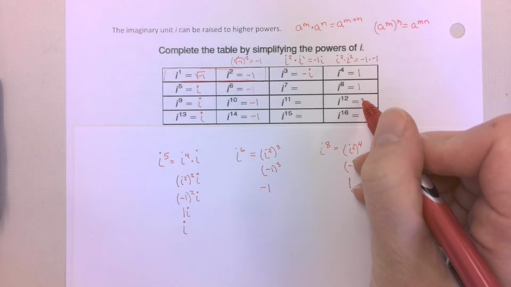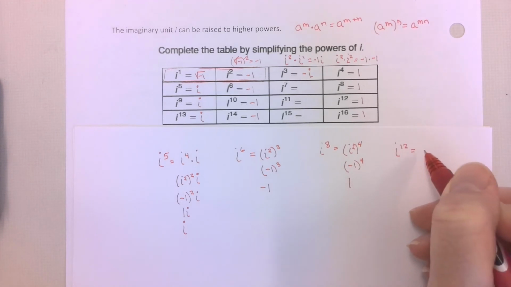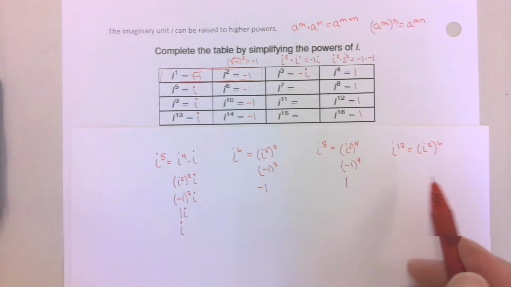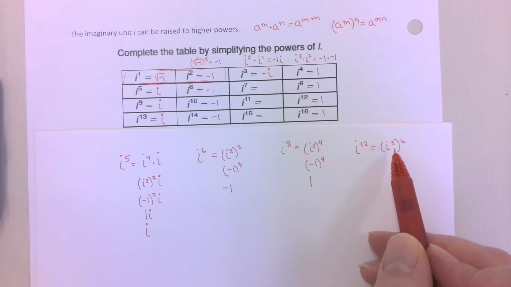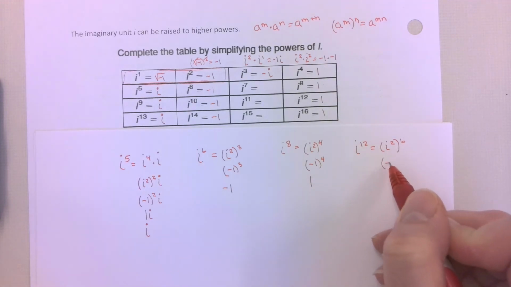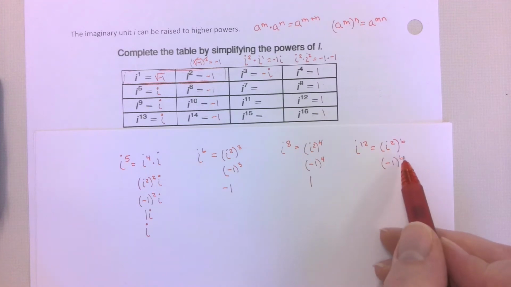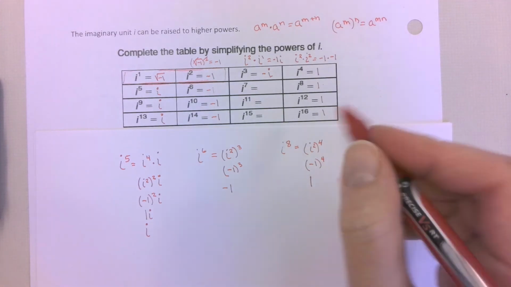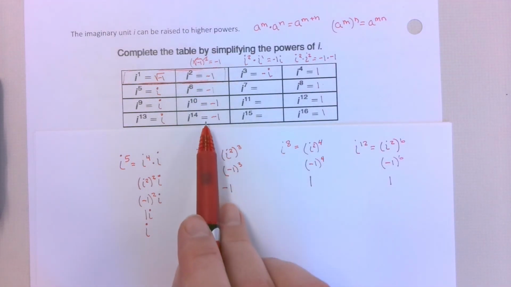If I jump down to i to the 12th, I want to write that as i squared to the 6th. My goal is always to create an i squared as my base, because i squared turns into negative 1 to the 6th. And since I have an even power, I have an even number of negative signs, I will get out a positive 1. Okay, so the even power is a little bit easier.